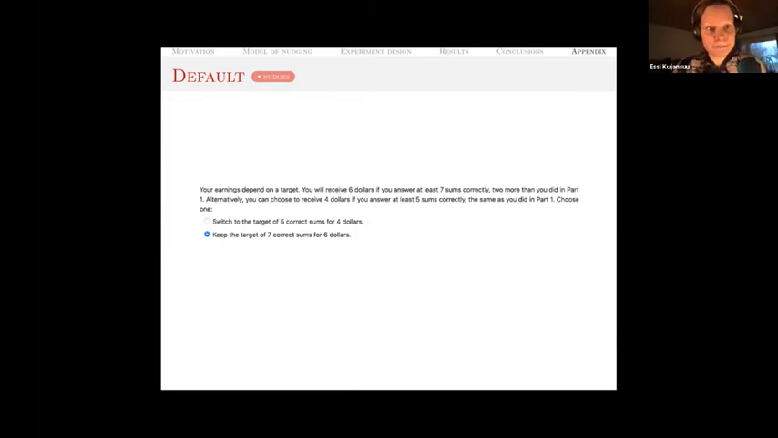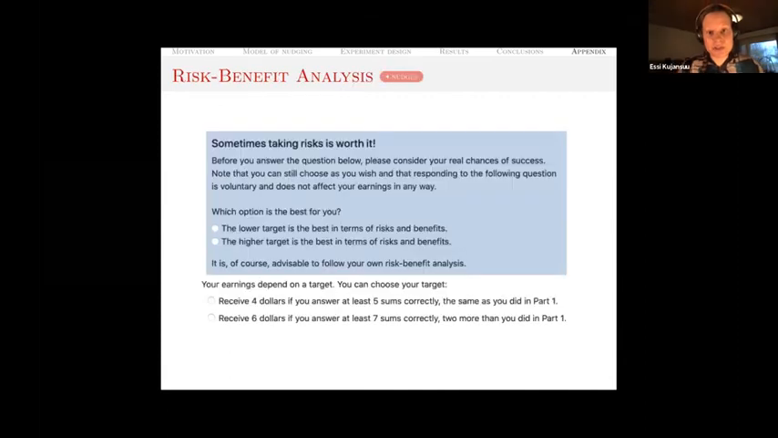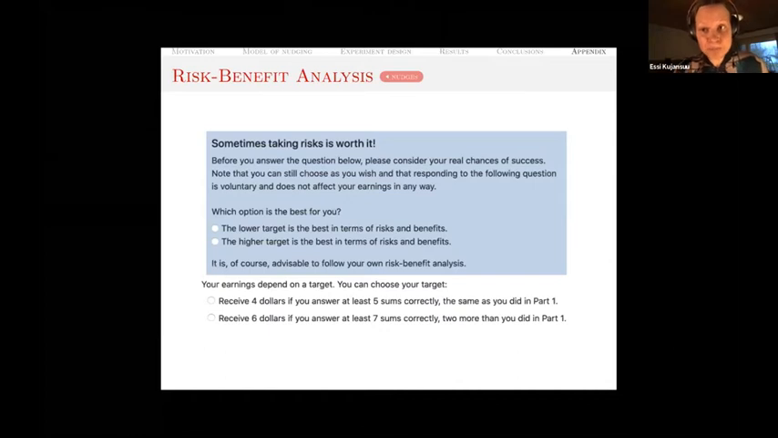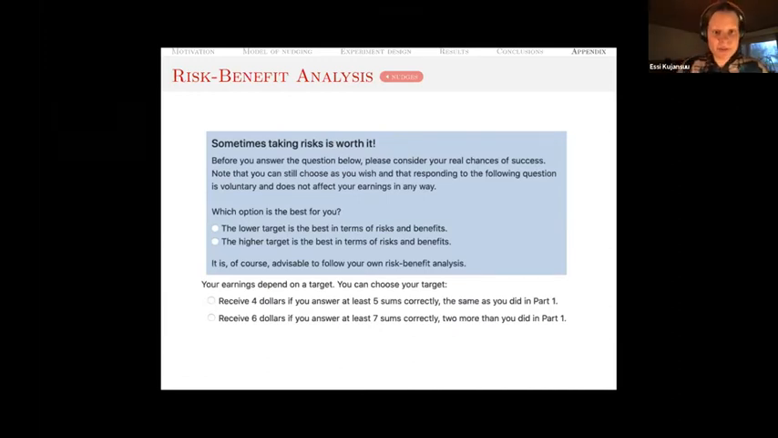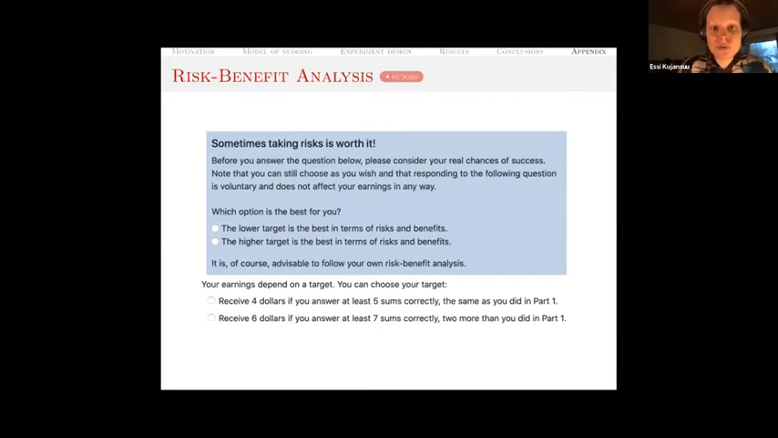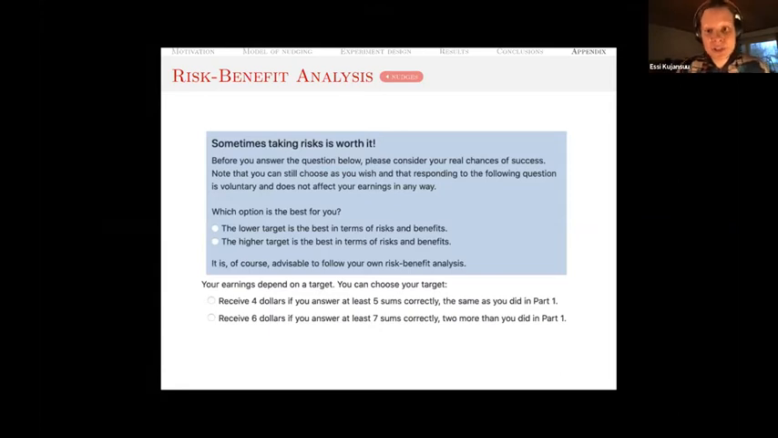And the last nudge, this slow thinking nudge, adds a banner on top of the design that we saw in the simple case. The banner says, sometimes taking risks is worth it. Before you answer the question below, please consider your real chances of success. Note that you can still choose as you wish, and responding to the following question is voluntary and does not affect your earnings in any way. Which option is the best for you? And it is, of course, advisable to follow your own risk-benefit analysis.